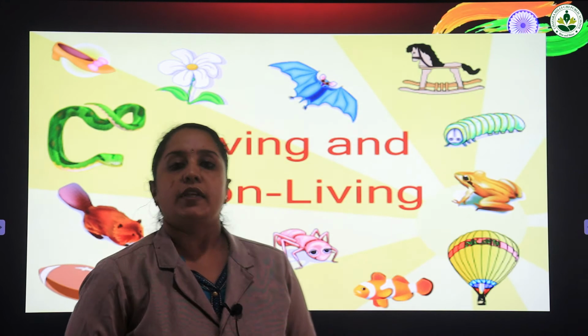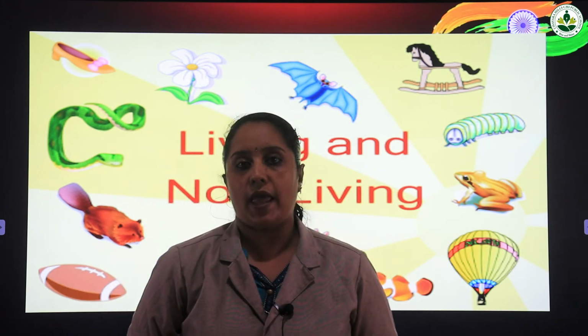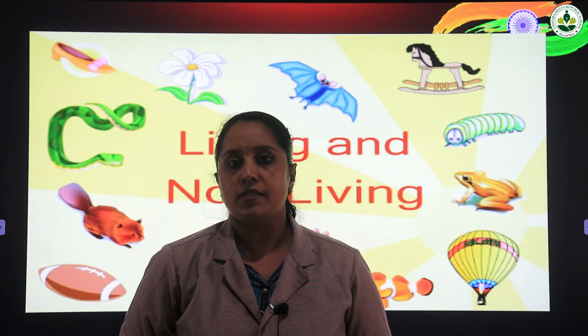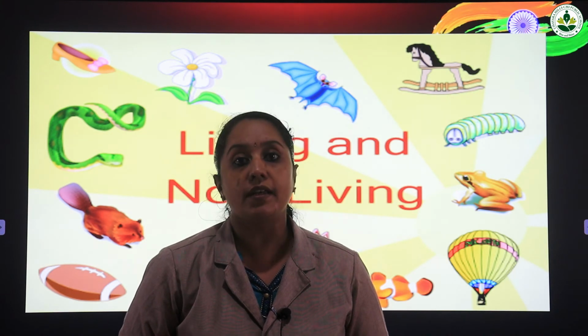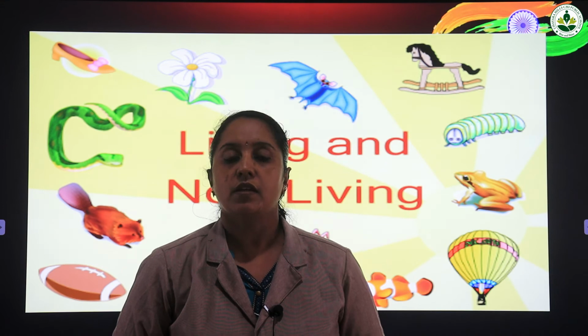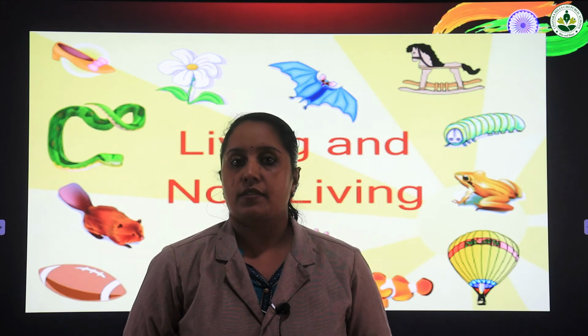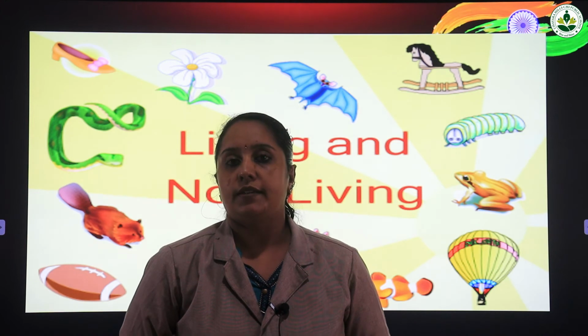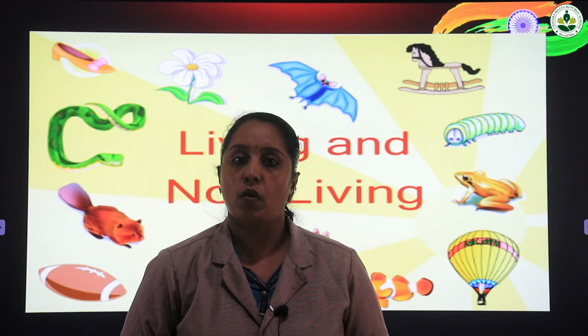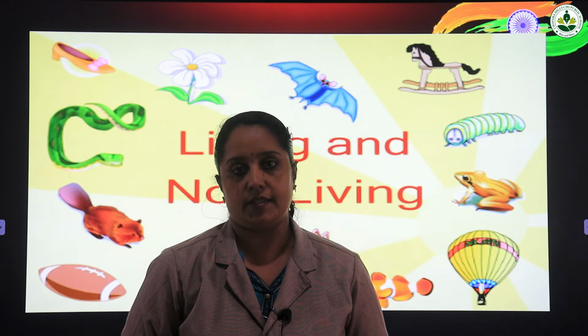So in short, we can say that all plants and animals and also insects and birds, they are all living things. Whereas the other things that you saw in the slide, like the shoe, the toy horse, then the dry flower, they are all non-living things.